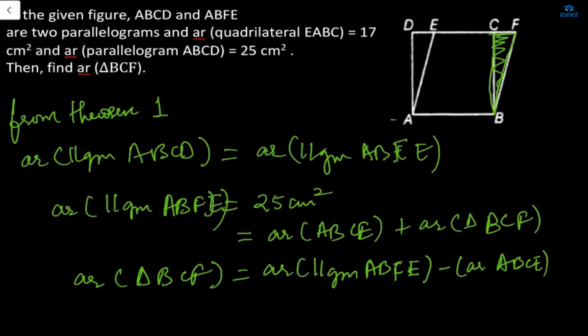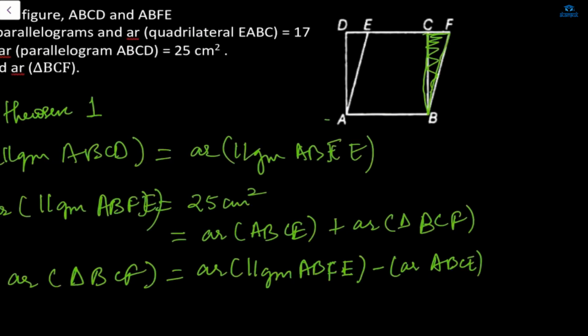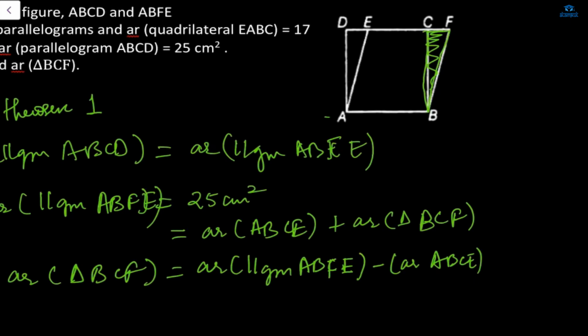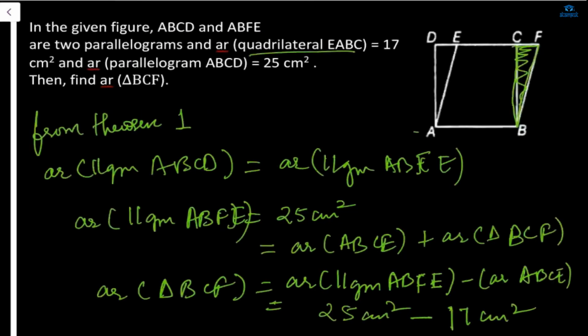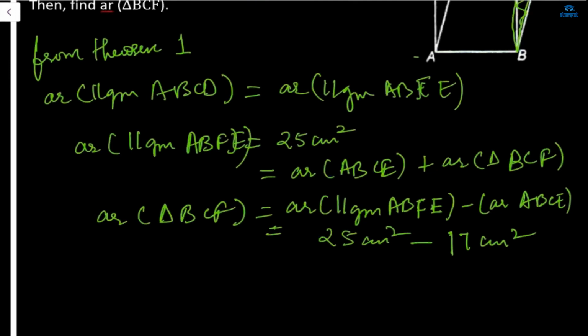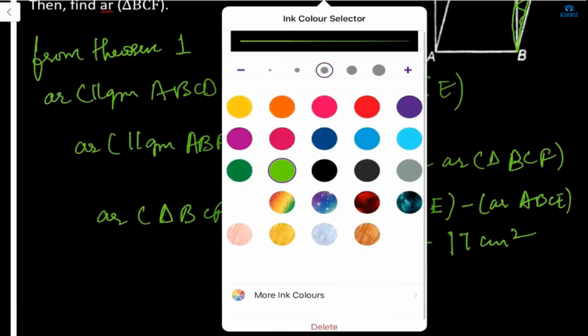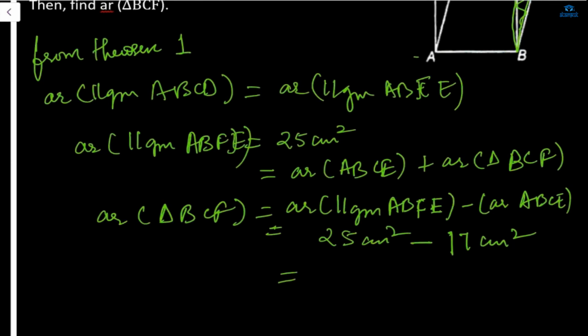Okay, or you can say area of quadrilateral ABCF, because area of quadrilateral here it is written. And we know the area of parallelogram is 25 centimeters square, and area of the quadrilateral EABC is already given, 17 centimeters square. So area of the triangle will be equal to 25 minus 17, that is 8 centimeters square.